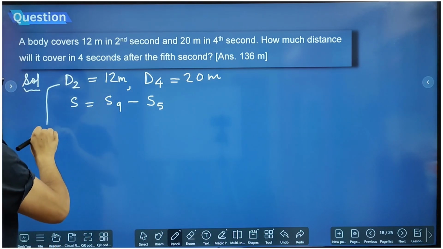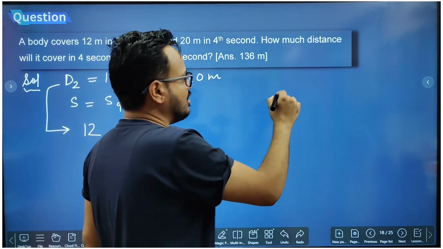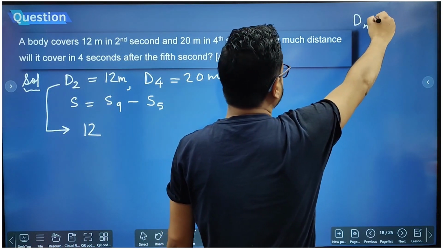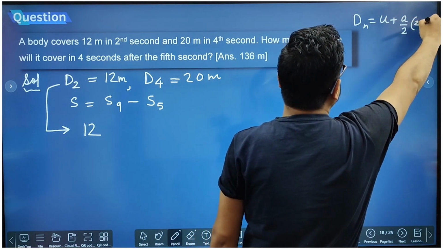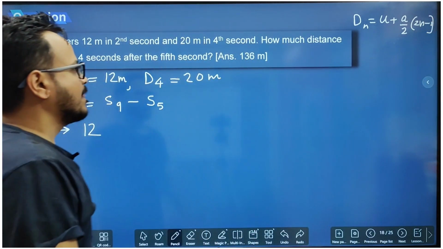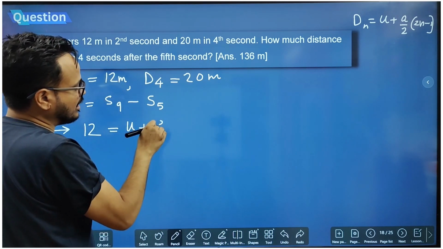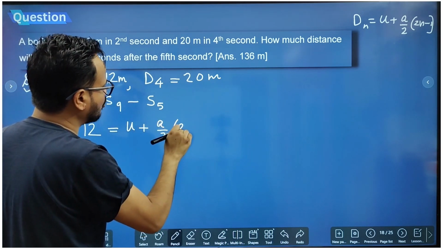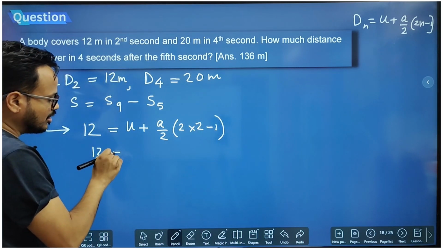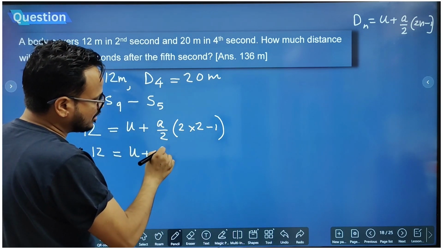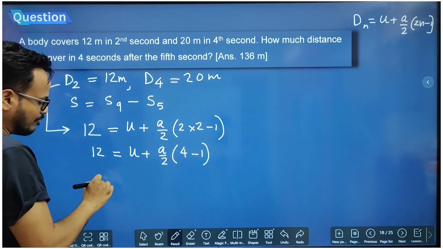So how are we going to find it? We will apply two equations. What is the formula for Dn that we had discussed? Dn is u plus a by 2 into 2n minus 1. So we will apply this formula for this. u we don't know, a we don't know, into 2n minus 1, because this is the second second. So the equation is 12 equal to u plus a by 2 into 4 minus 1.